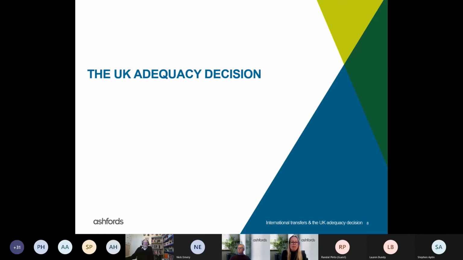So Tom has already helpfully set out the grace period. That was granted to us under the Trade and Cooperation Agreement, and that allows the continued free flow of data from the EU into the UK after that transition period ended for a period of up to 6 months. Next slide, please, Charlotte.